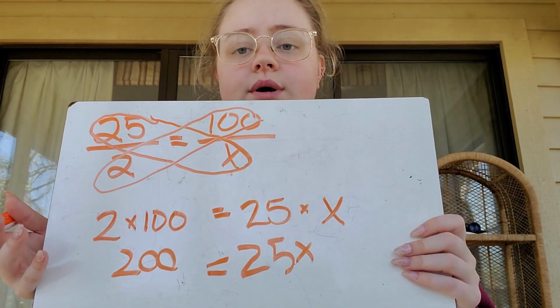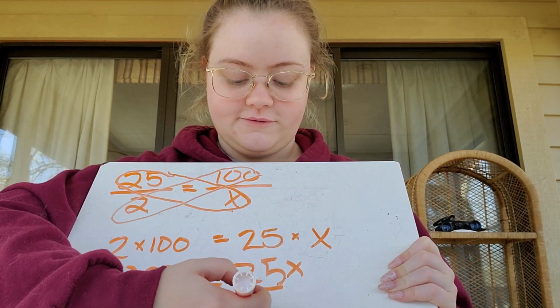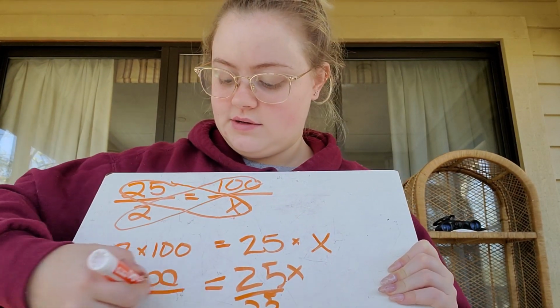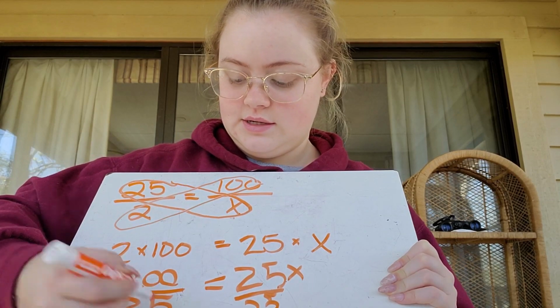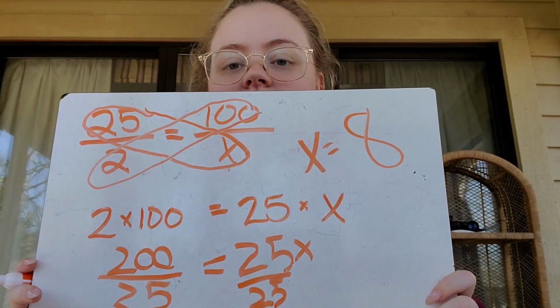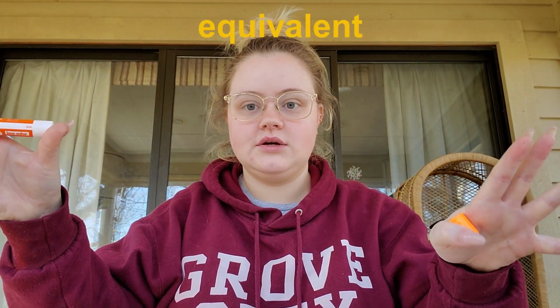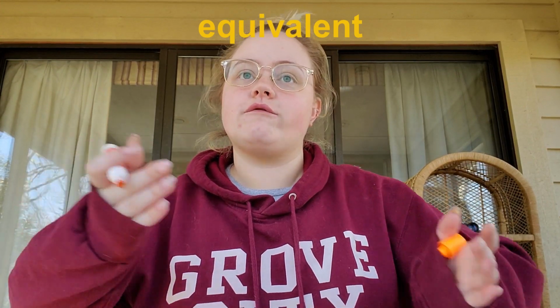Beautiful. I still don't know what x is. So this is just like my one-step equations. What I need to do to get x by itself is divide 25 on both sides. 200 divided by 25 gives me an answer of x equals 8. Okay, those are simple proportions. What we're trying to do with proportions is set up two equivalent ratios. Equivalent means that they are factors of one another. 25 is a factor of 100 and 2 is a factor of 8. So 25 times 4 gives me 100, and 2 times 4 gives me 8. That's how we're going to set this up, okay?